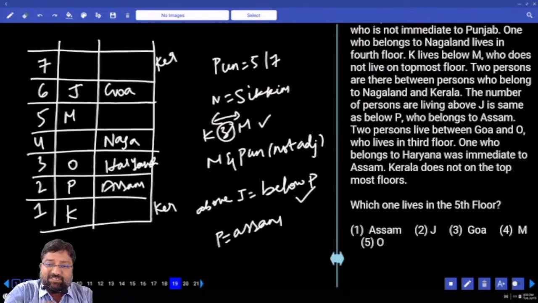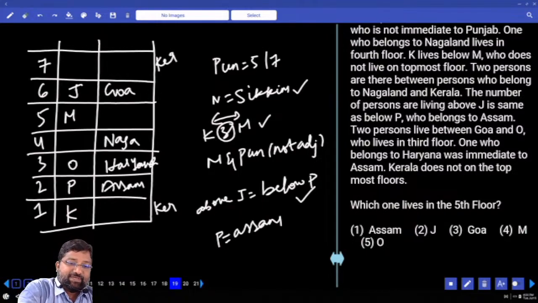Antena? Starting lo clue rasav. N is equal to Sikkim. Ante ippudu N is equal to Sikkim. Any possibilities? Only one possibility. N is equal to Sikkim. Then the bottom is Kerala.